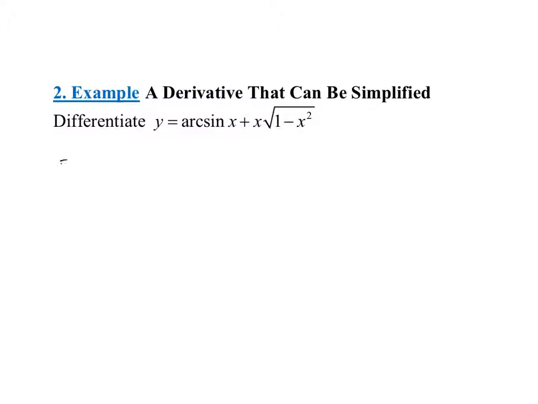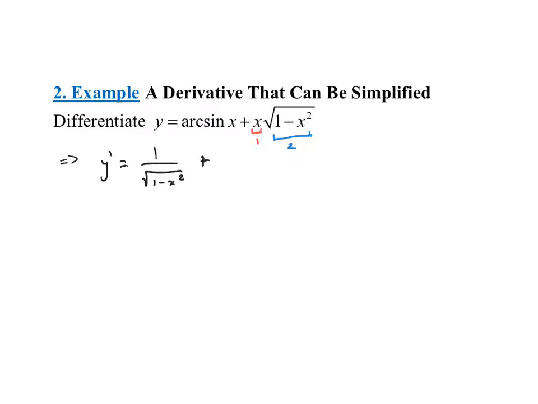So let's do this one step at a time. We have y prime would equal, what's the derivative of arc sine of x? That's 1 over the square root of 1 minus x squared. Yes, you do need to memorize that. You absolutely want to have that memorized, okay? Plus, now we need to do the chain rule. The first is x. The second is the square root of 1 minus x squared.